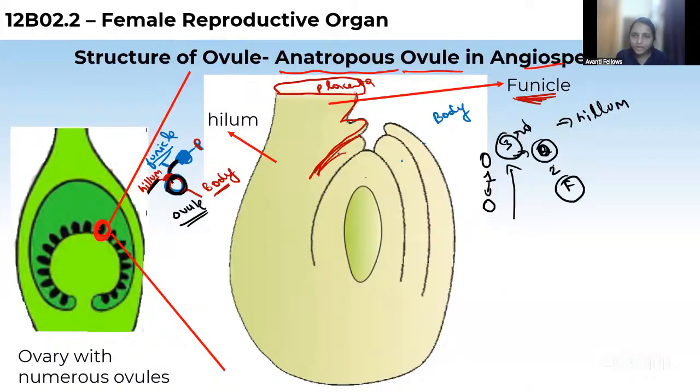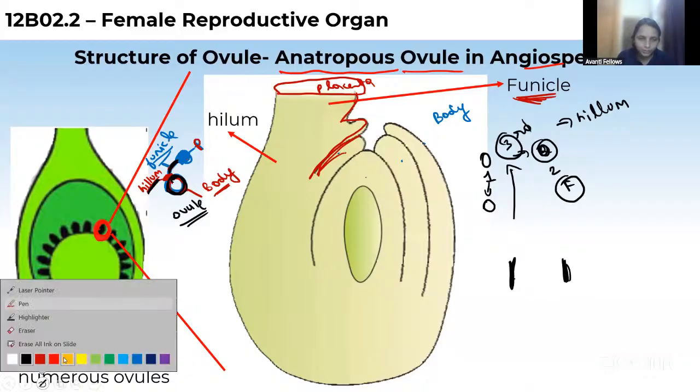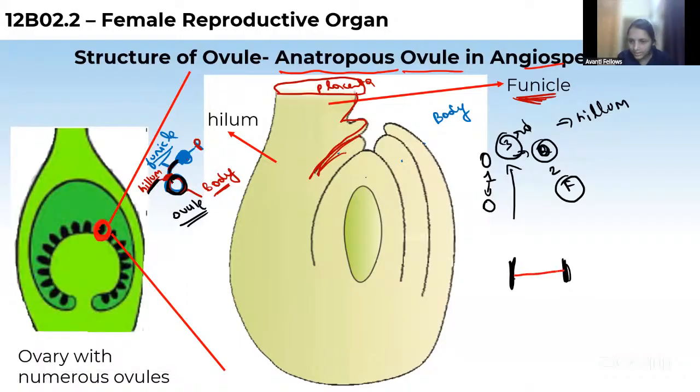Now, ovule and funicle are not talking. This is the ovule and this is the funicle. For making them talk, one junction will come between the two. That junction we call hilum. The junction between ovule and funicle is called hilum. Now you understood, guys?